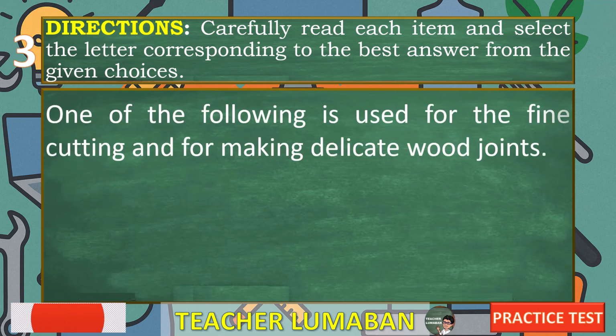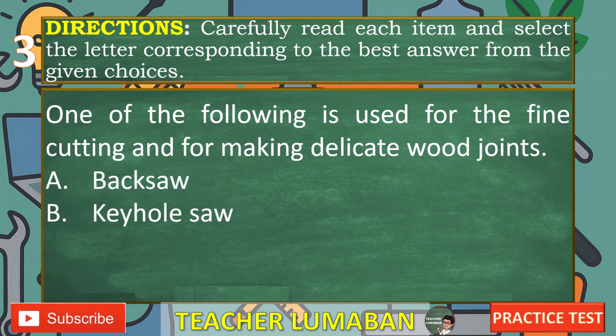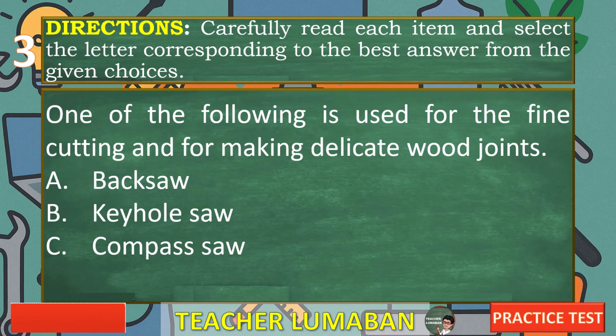One of the following is used for the fine cutting and for making delicate wood joints. A. Back saw. B. Keyhole saw. C. Compass saw. D. Turning saw.